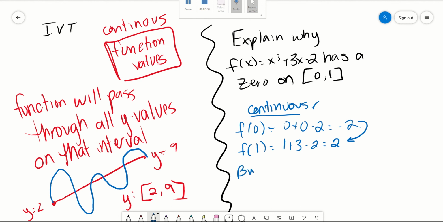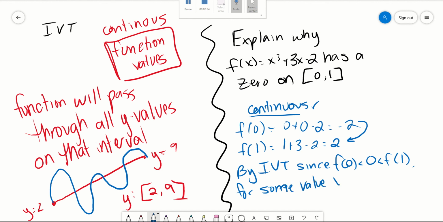So we would say, like, by IVT, since f of 0 is less than 0 is less than f of 1, for some value x equals c, f of c must equal 0. So basically we're just real fancy saying like 0 falls in between those values. So somewhere it's got to equal 0. So that's IVT. If you guys have any questions, please let me know.